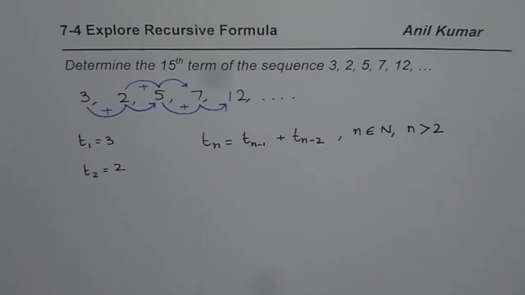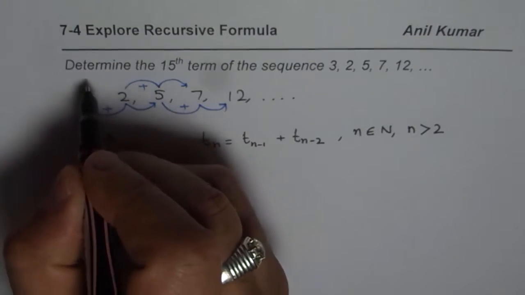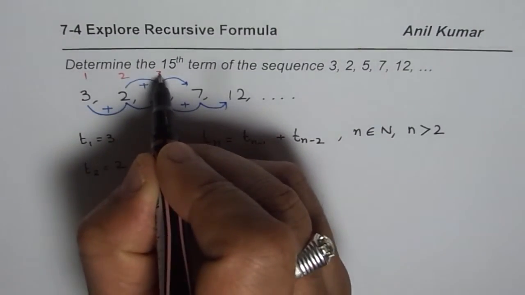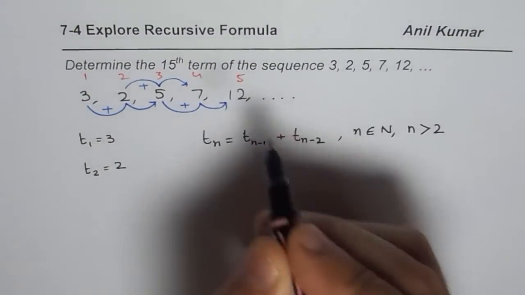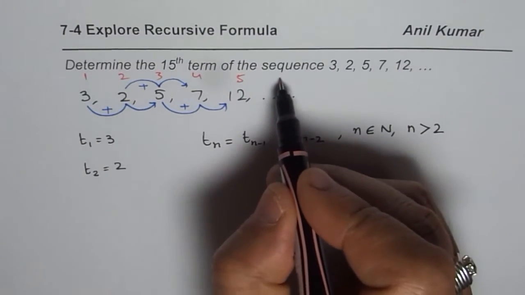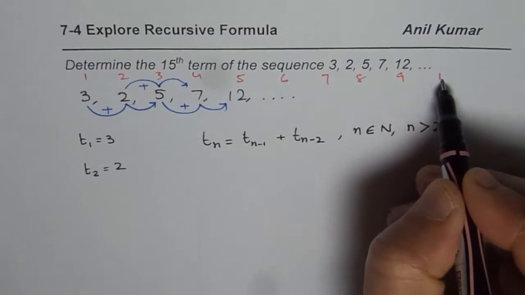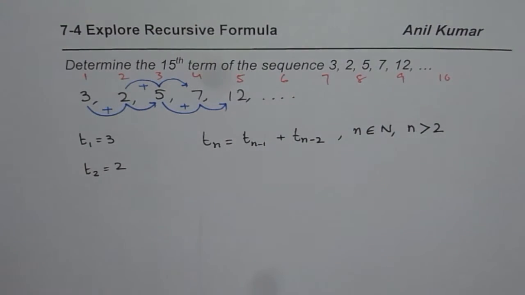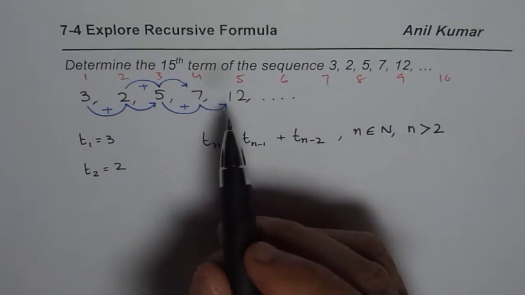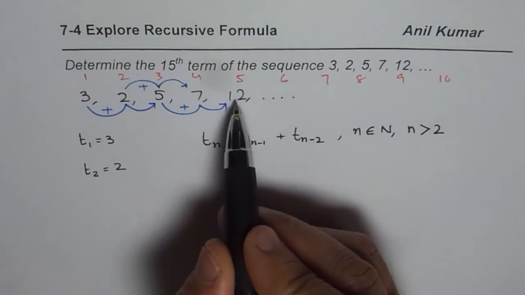Correct? Now, to find the 15th term, what should we do? Here we know how many terms we need. Let us write down the numbers: 1, 2, 3, 4, 5, right? What we need to do is just continue this pattern, 8, 9, 10, and so on. So as an exercise, you can add the previous two and continue the pattern.